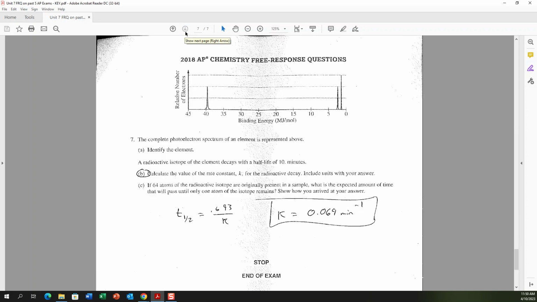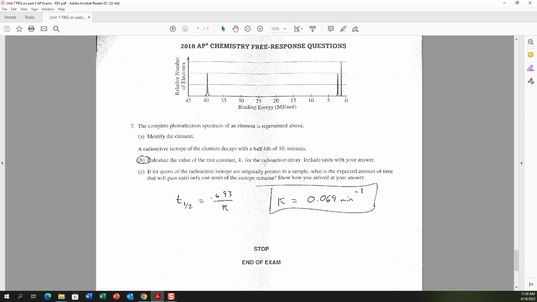All right, and then this was the 2018 exam. And we didn't really get any kinetics until question seven. And just real quick, a blast from the past, PES: 1s2, 2s2, 2p3. So if we wanted to identify the element, it would be nitrogen.